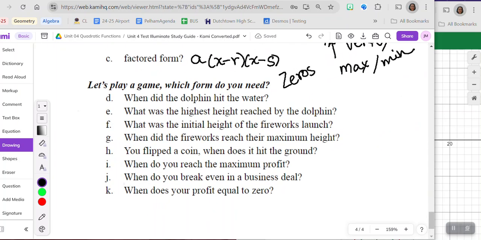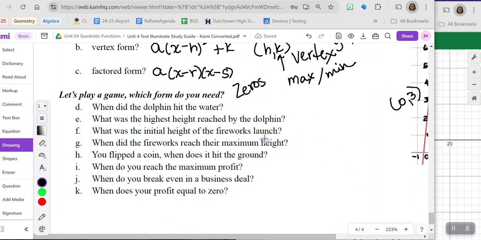All right, let's play a game. Which form do you need? When did the dolphin hit the water? We need a 0, so we need factored form. What was the highest height reached by the dolphin? So we need a max, so we need vertex form. What was the initial height of the fireworks launch? So we need the y-intercept, so we need standard form. When did the fireworks reach their maximum height? We need the vertex, and so we need vertex form.